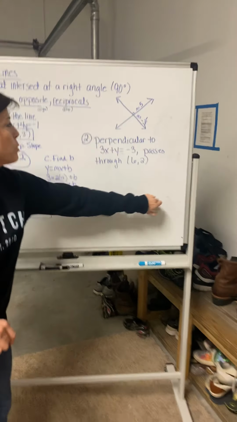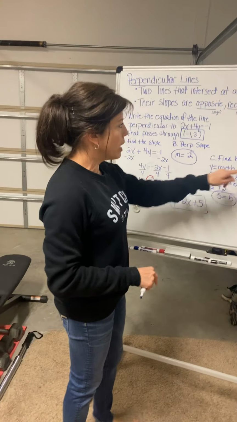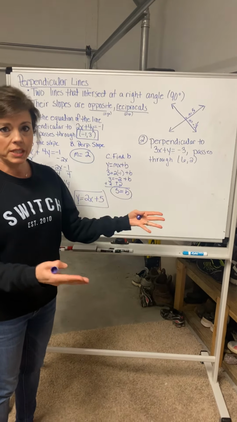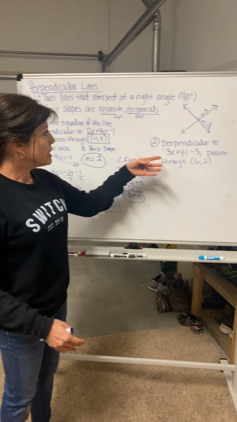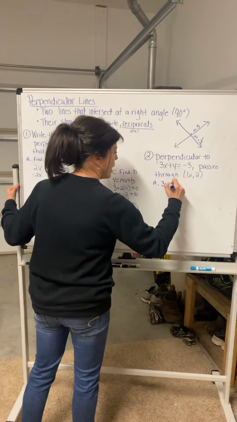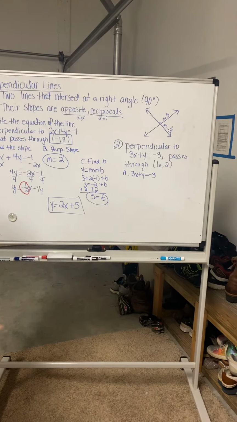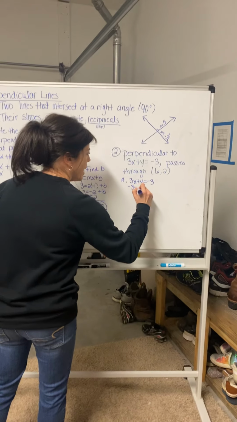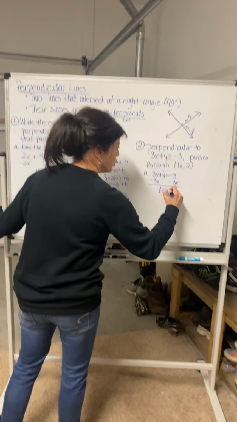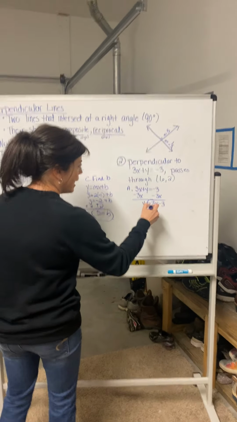So I'm going to find the line that is perpendicular to this equation. I have to go through all 3 of these steps because this is not in slope-intercept form. If this was already in slope-intercept form, I could just identify the slope and find the opposite reciprocal. But since it's not, the first thing I have to do is identify the slope. So step A, I'm going to take 3x plus y is equal to -3 and rewrite it in slope-intercept form. I'm going to subtract 3x from both sides. So I have y is equal to -3x minus 3. The slope of this line is -3.